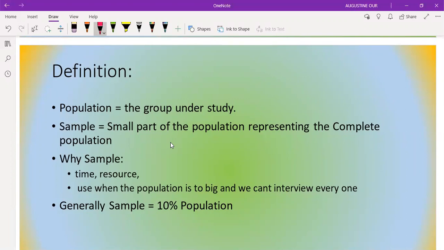So the population is just the group under study. Who are you studying? Are you studying teachers? Are you studying students? Are you studying people in Muscat? Are you studying people in Oman? And this is what we call a population. Population is just the group of people that you are studying. It's just the place you're going to get your data.